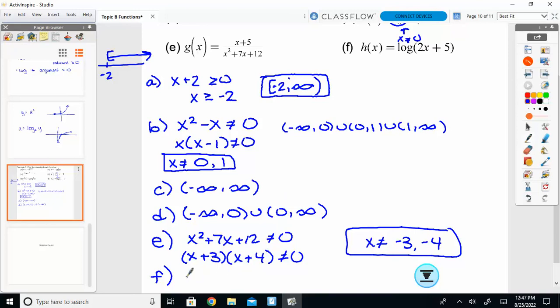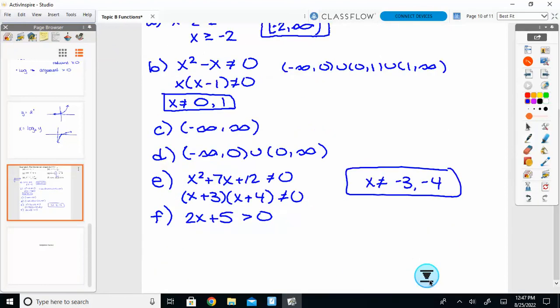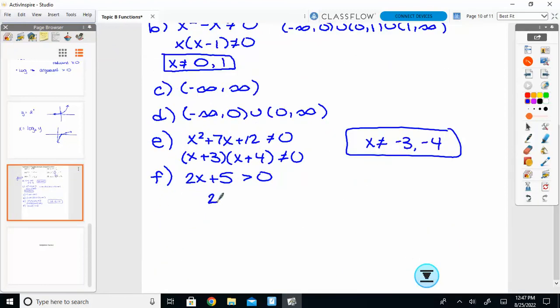Okay, F, I have a log. What did I say about the log? Okay, so the argument, that's the same thing in the parentheses, greater than 0. So 2x is greater than negative 5. So x is greater than negative 5 halves. How do I write that?